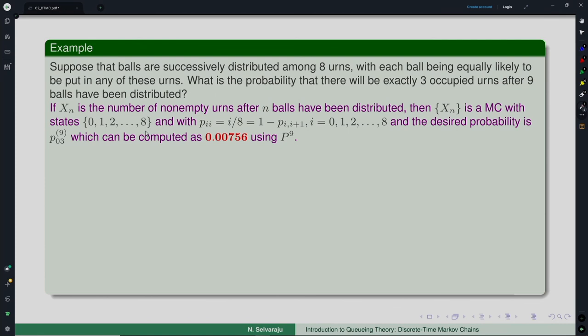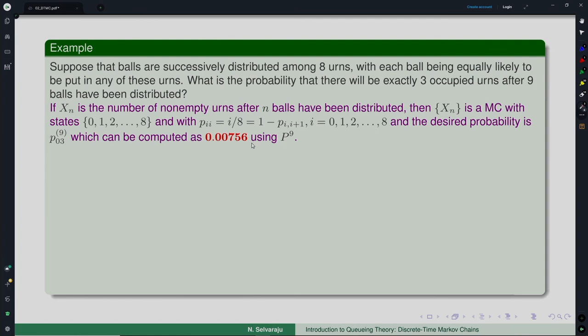Initially, everything is empty, right, and then you start putting balls one after the other. In the first step, you pick the ball and with equal probability it can go to any one of these 8 urns, and the second time again it will go like this. So, what will be the transition probabilities? Transition probabilities will be of this form. P I to I is I by 8, right, because you are looking at the non-empty urns or occupied urns after n balls have been distributed.